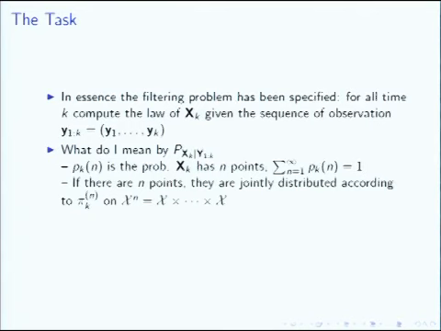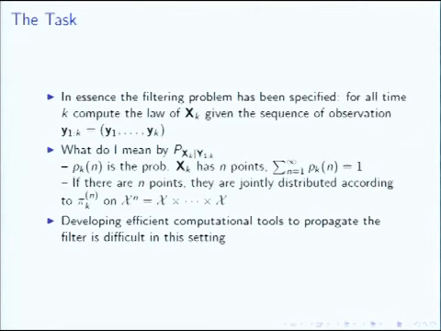For all time k, what you would like to do is compute the law of xk given the history of the observation record. Just to reiterate what I mean by the law of xk, you want to know two things. You want to know how many points are hidden, so you need the cardinality distribution. The sum should start from 0, not 1, since there is no reason why xk could not have no points. And if there are n points, you also need to know how they are jointly distributed.